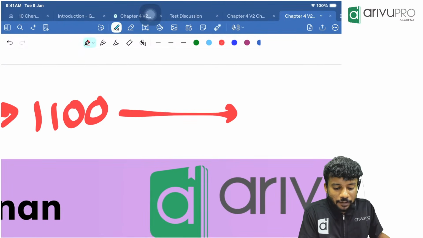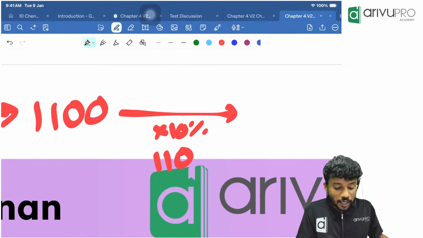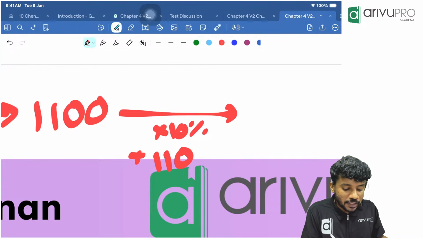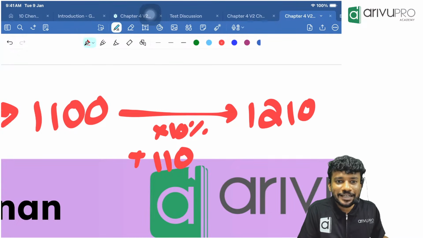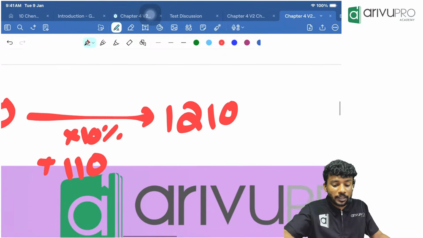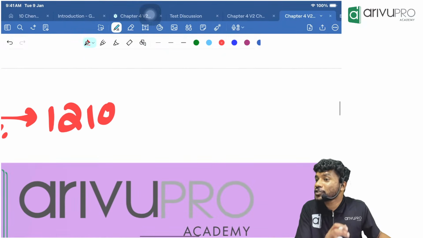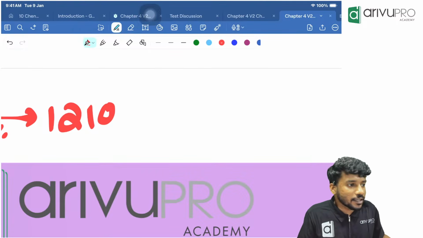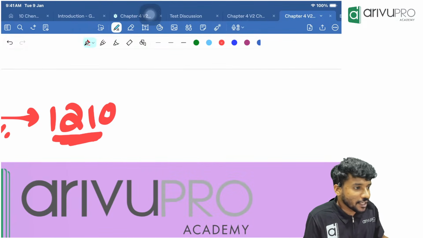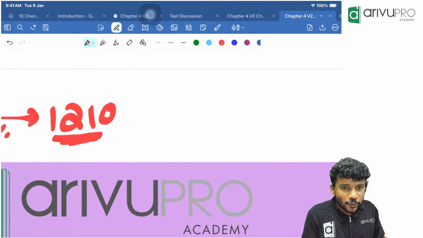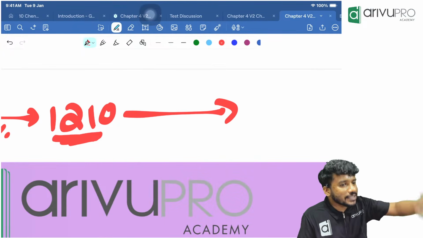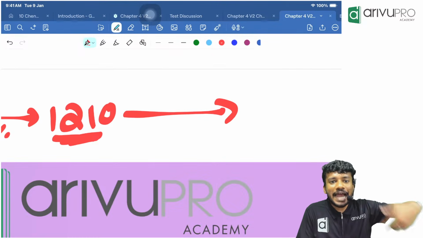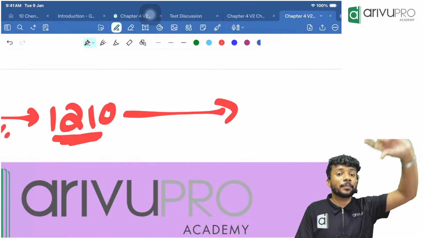Next, 1100 into 10% will give you how much? 110, plus 1100 will become 1210. Then for the next year, who will be the principal? 1210 will be the principal for that year. It will become some other value. Likewise, it will get added up and become a bigger value.